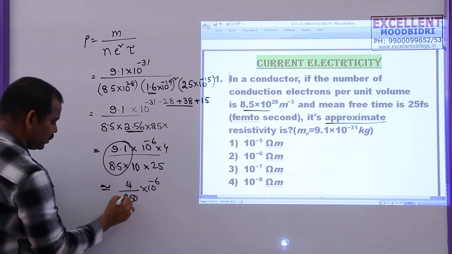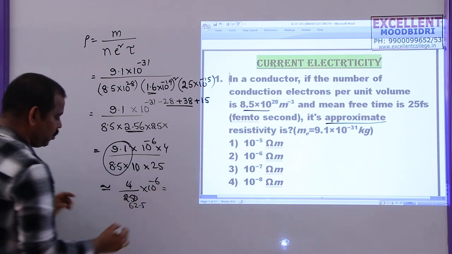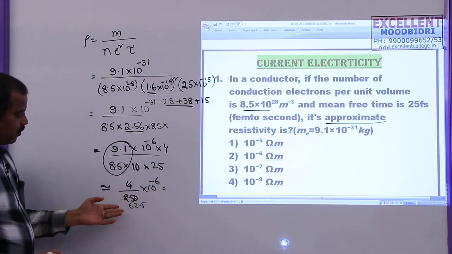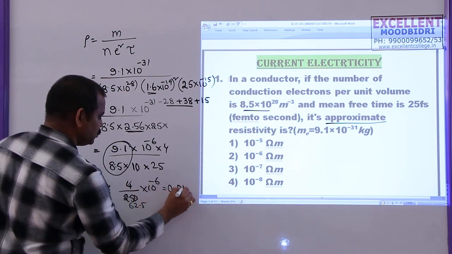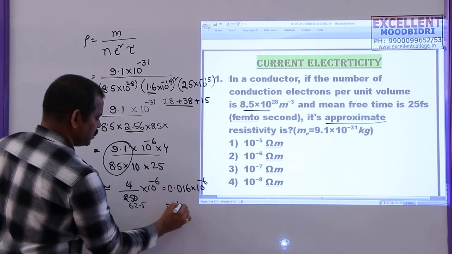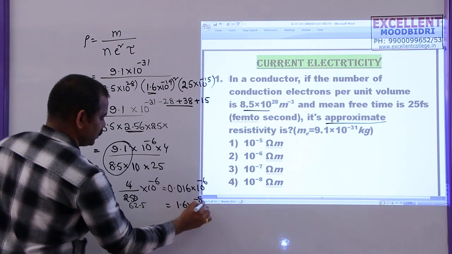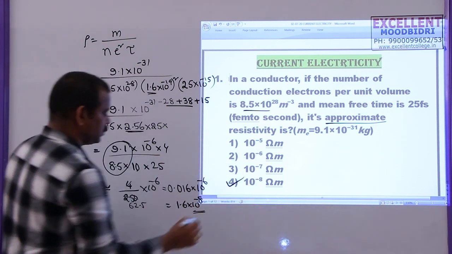Now 4 1 is 4, 4 6 is 24, so 62.5. 1 by 62 will be 0.016, so 0.016 into 10 power minus 6. You can write this as 1.6 into 10 power minus 8. They are asking only for the order, so option 4 is correct.